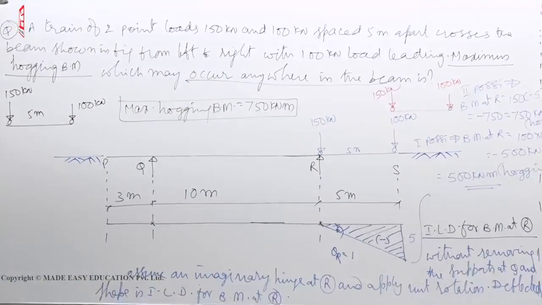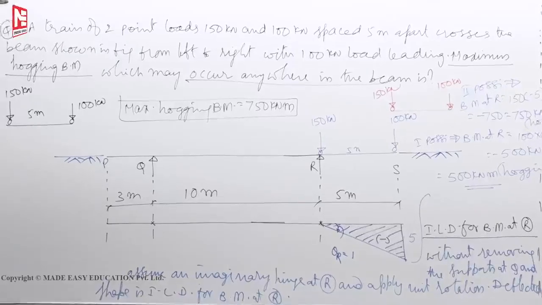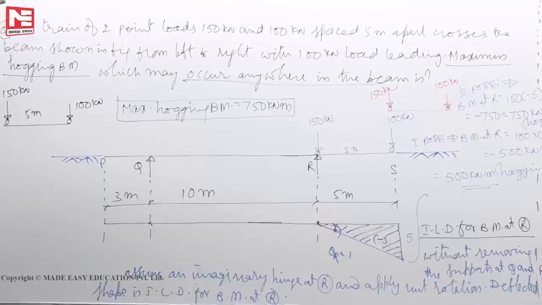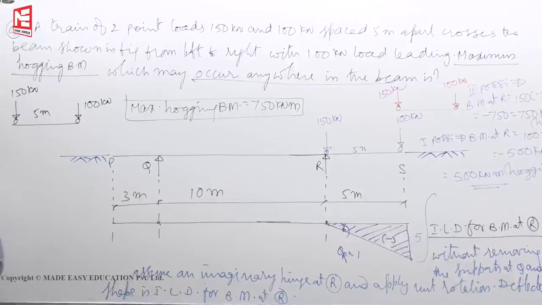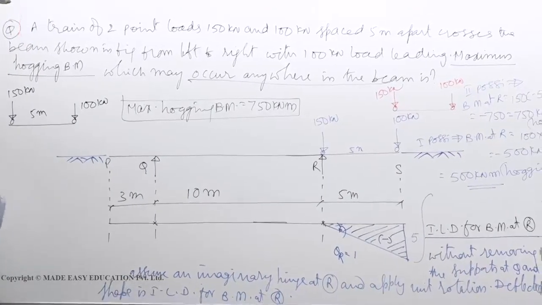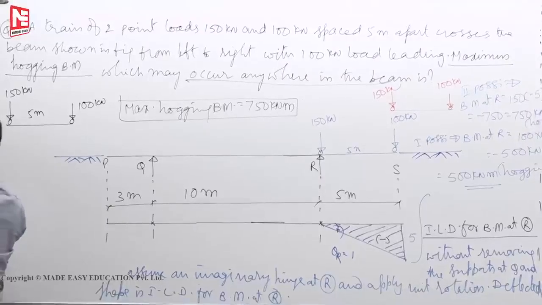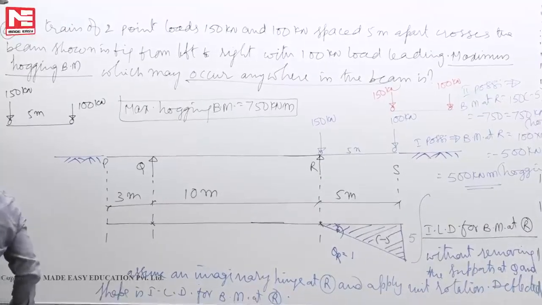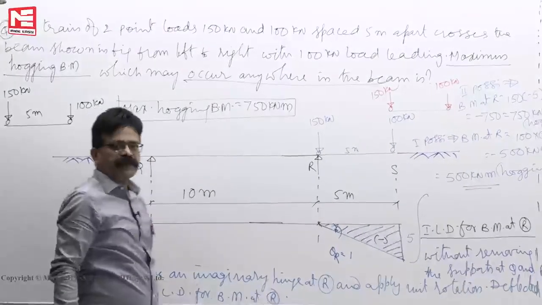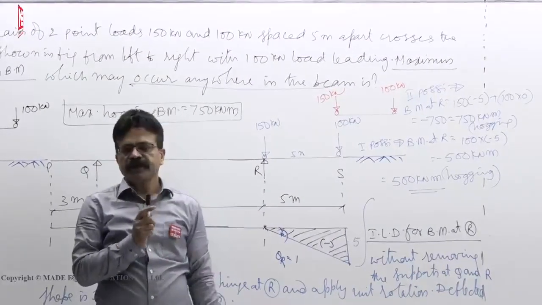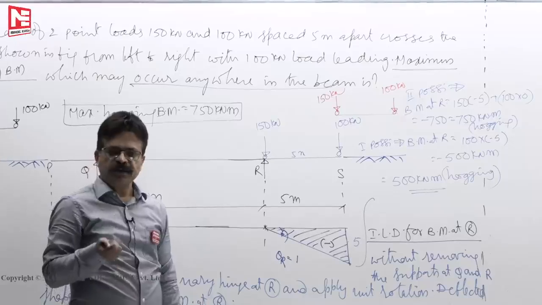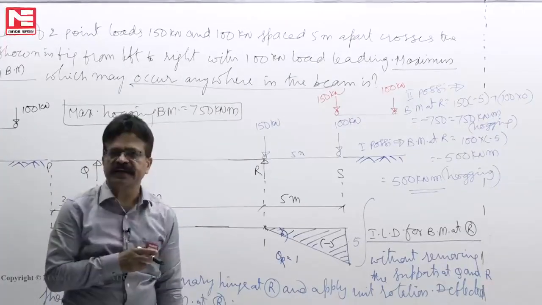Now, sometimes they will give you the influence line diagram. Sometimes what they do is they give you the influence line diagram. You have to detect for what quantity that influence line diagram is drawn.